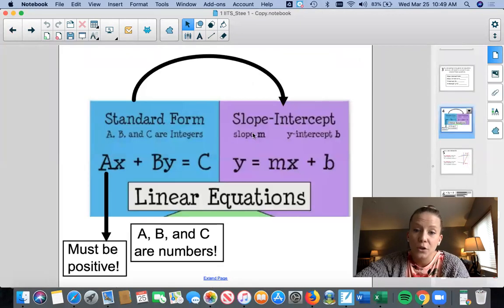So let me explain a couple of those things. If we get into slope-intercept form, it's going to be really easy to tell what our slope is and what our y-intercept is. In standard form, though, it's really hard. I don't know what the slope is. I don't know what the y-intercept is. It's not in the right form. That's why we need to change it into slope-intercept form.